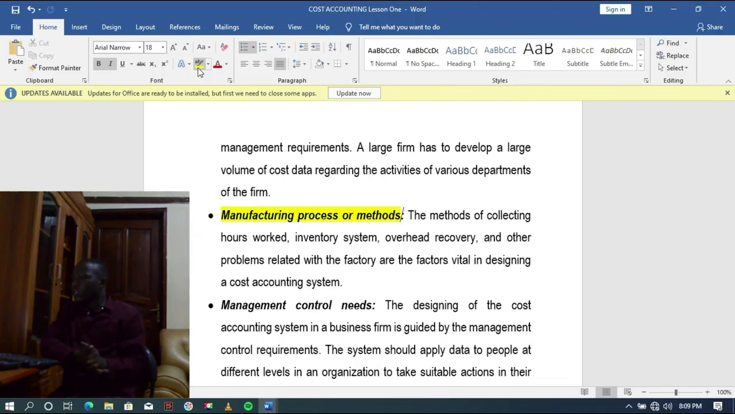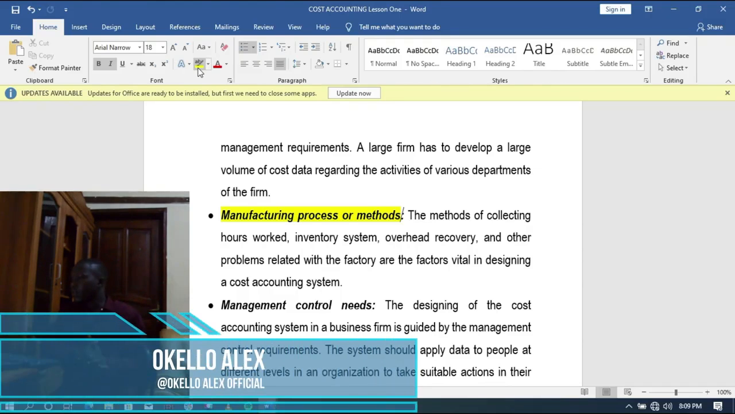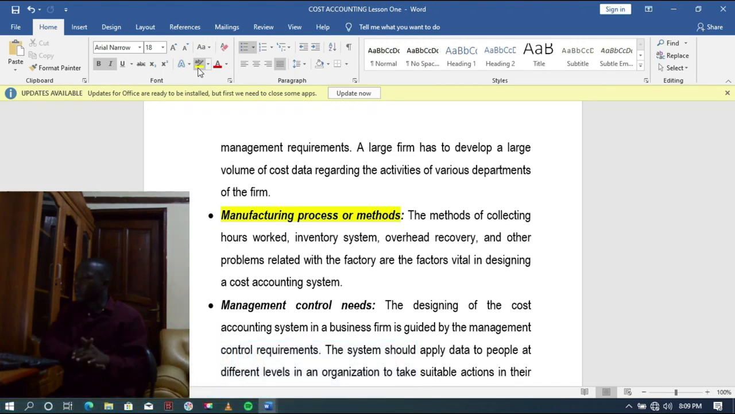So the methods of collecting hours worked, inventory system, overhead recovery, and other problems related with the factory are vital factors in designing a cost accounting system. For example, all the hours worked by employees, the inventory you have, the stock you have in the business, and overheads incurred must all be captured in your system of accounting.